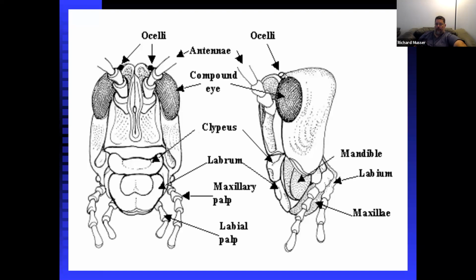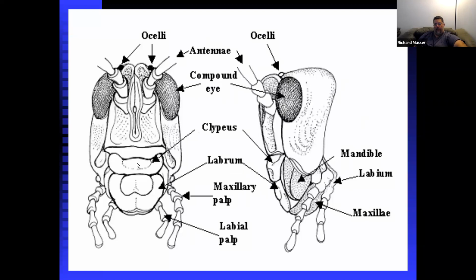And then, as I mentioned before, there are little eye-like structures that are less light-gathering, the ocelli. I think that's how you pronounce it. Then you have your antenna. And then you have your mouth parts. The mouth parts are made up of multiple segments. So each one of these would be kind of like a segment of the animal that's kind of fused together to make up the complete mouth.